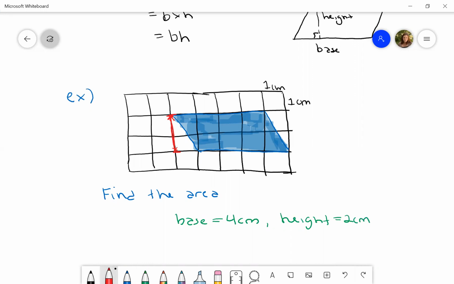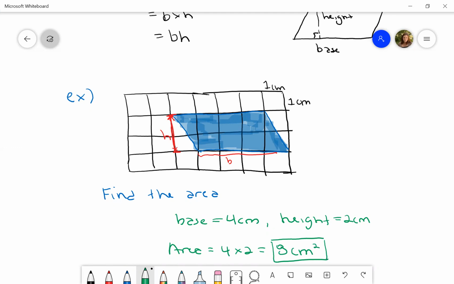Here, I should label that H. And then this is the base. Or here, let me just call it B. All right. So there we go. Base times height would be the area, which is 4 times 2, or 8 square centimeters.